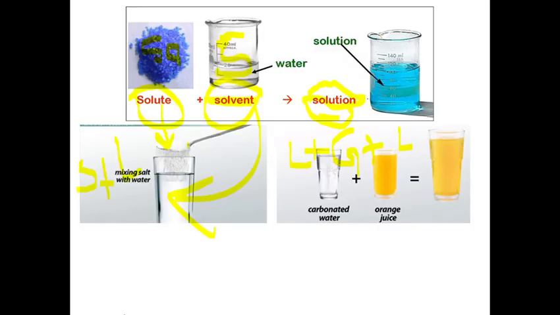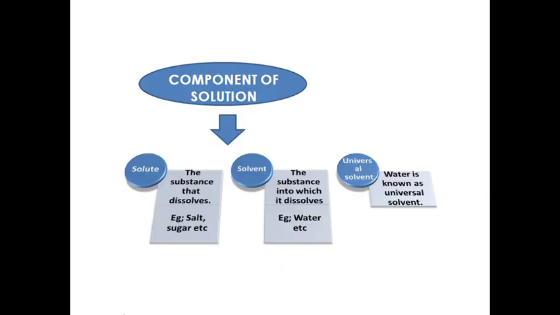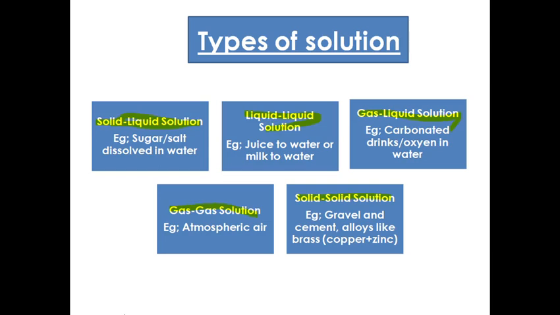This one, solid is the solute and liquid is the solvent. So in this case, a solid liquid solution, solid sugar or salt are the solutes that will dissolve in a water solvent. Another, number 1 is solid solid solution. Number 2 is liquid liquid solution, that is juice to water or milk to water. Adding juice to water, or adding water to milk or milk to water, is an example of liquid liquid solution.